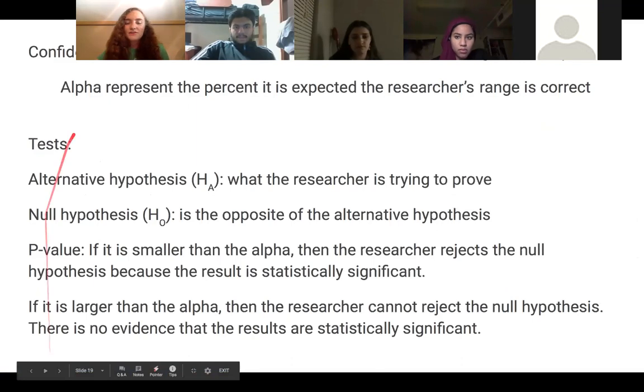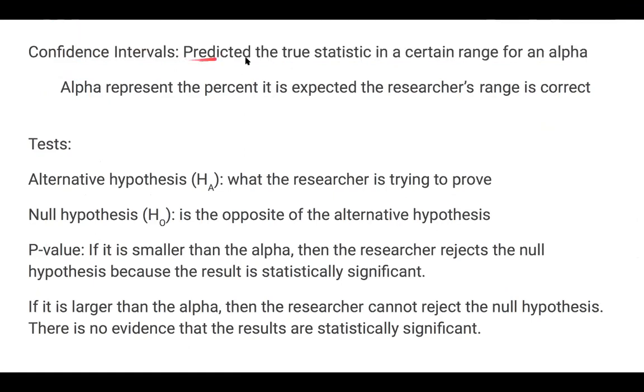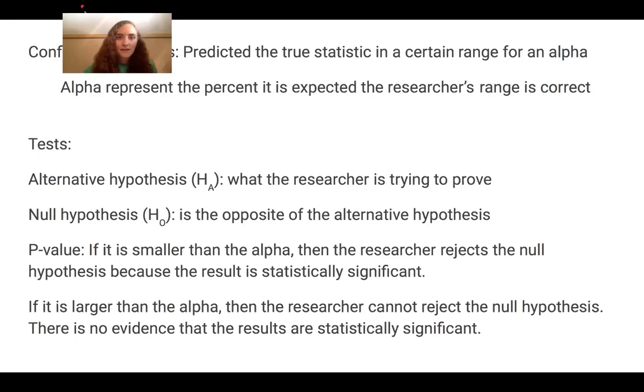So p-values go back to confidence intervals and tests, which are two ways stats are used a lot. A confidence interval is used to predict the true statistic within a range based on the alpha. Does anyone know what an alpha is in terms of statistics? No? The alpha represents the percent that is expected to fall outside of the research range.